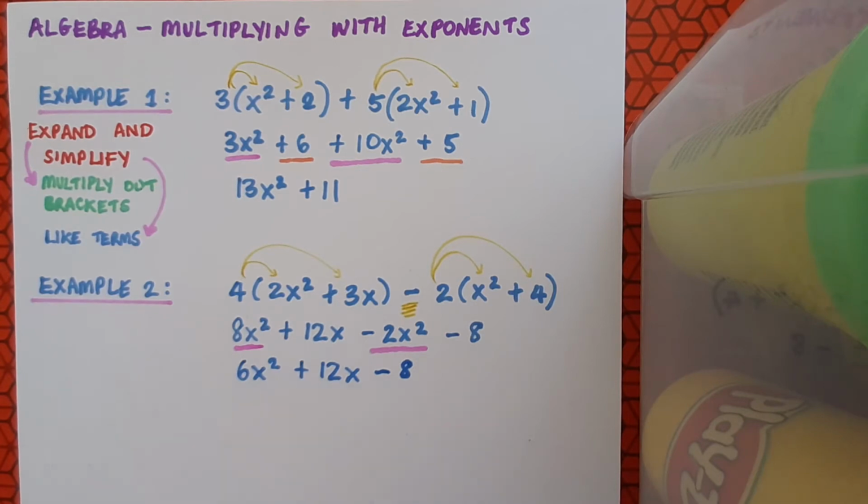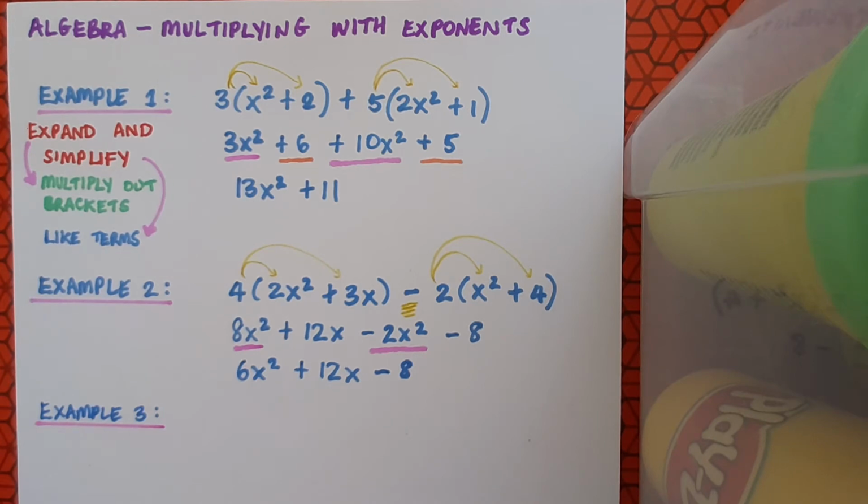Plus 12 is also a coefficient. What do I call a number like minus 8 that's out on its own? This is called a constant. What do I call the letters in an algebraic expression? These are called variables. This is my solution for example 2. I've multiplied and I've simplified like terms as much as I can.